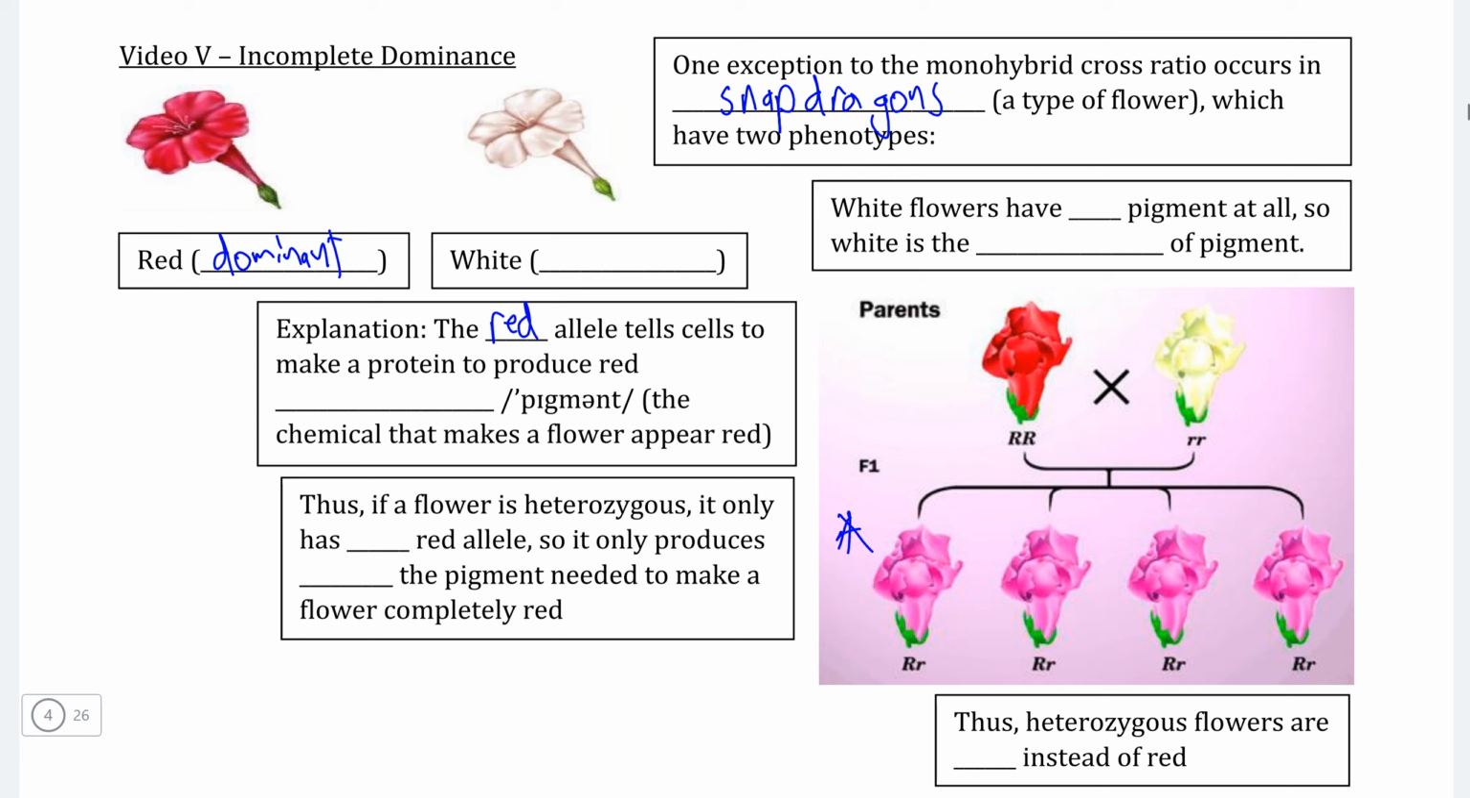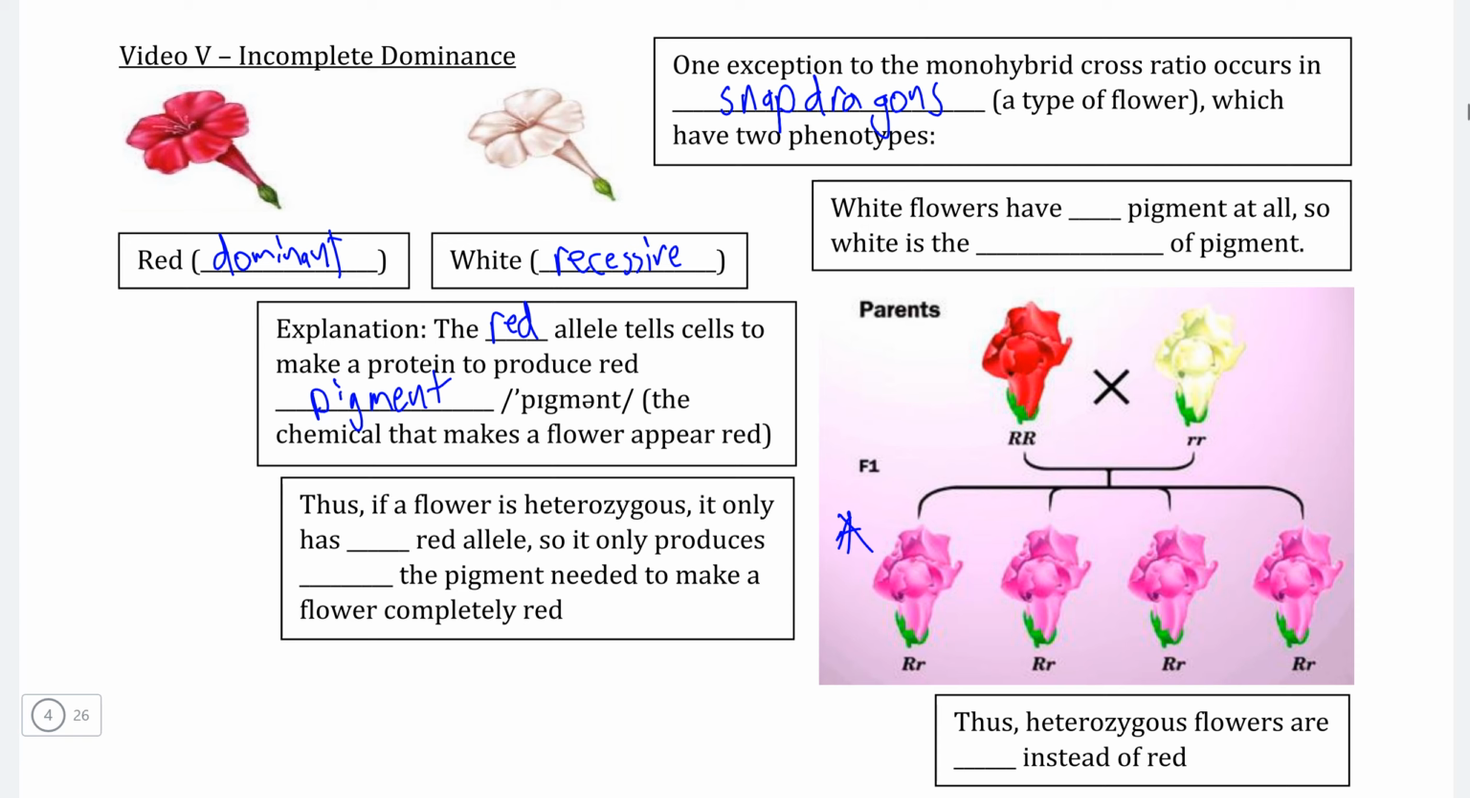The red flowers here are recognized as the dominant allele, and there's a very simple explanation as to why. In the event that the flower is red, this means that the plant possesses a gene that codes for a protein that tells the flower to make a chemical called a pigment, which is eventually going to turn this flower red.